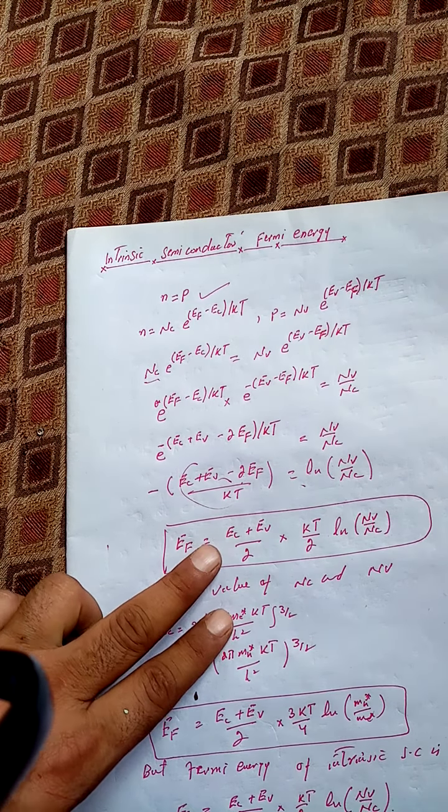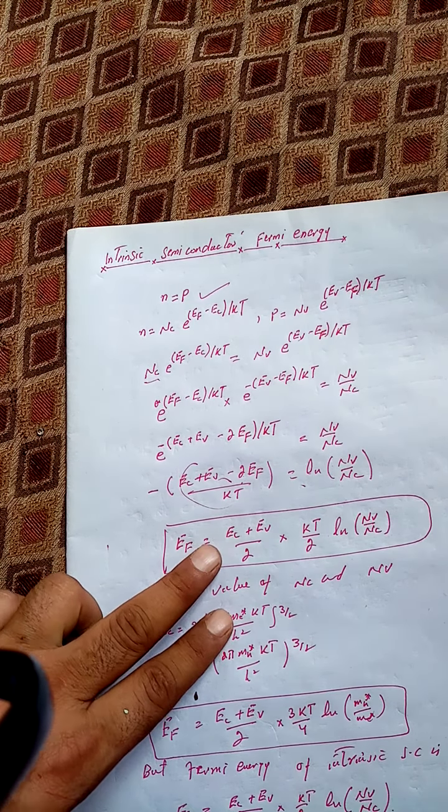It means that effective density of hole is greater than effective density of electron. Then this implies that ln(mh*/me*) will be greater than 0, or ln(Nv/Nc) will be greater than 0. So if it is greater than 0, then EI should be (Ec + Ev)/2 plus some factor.